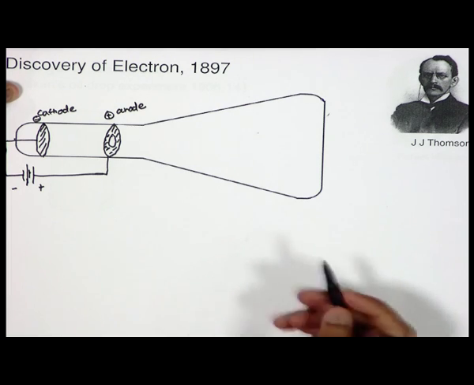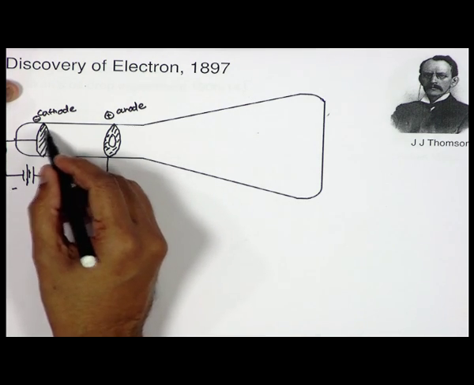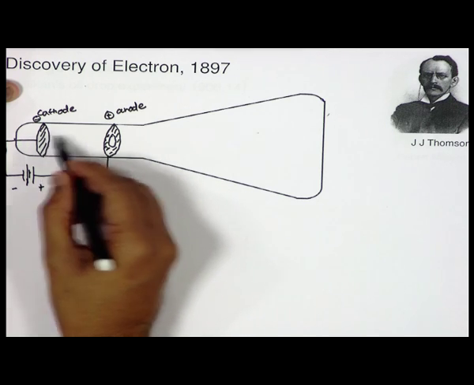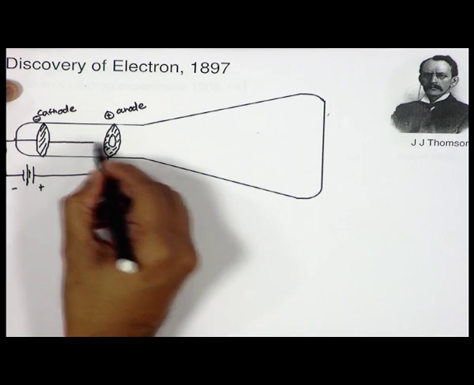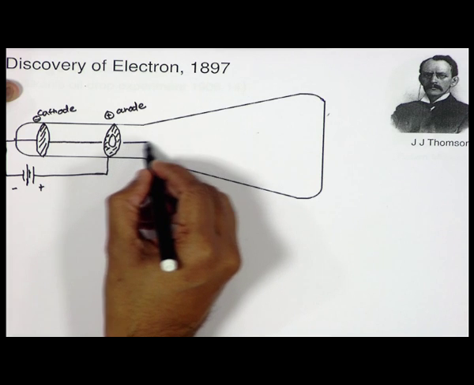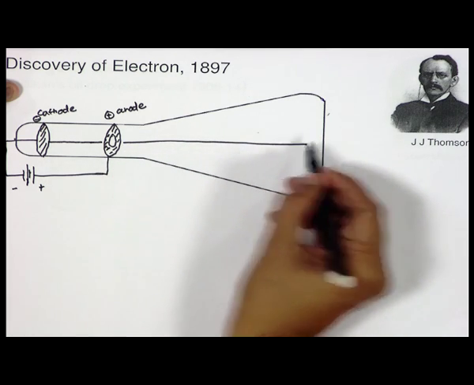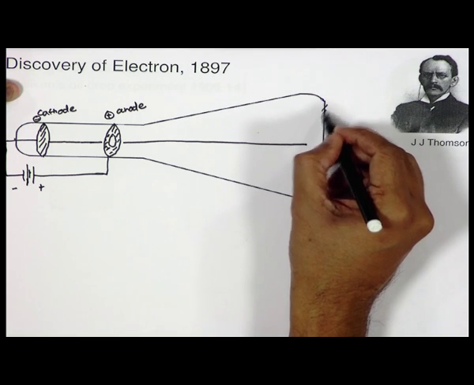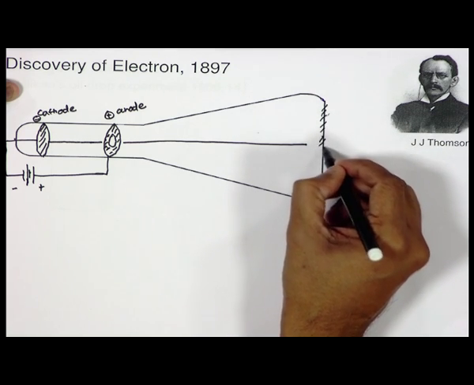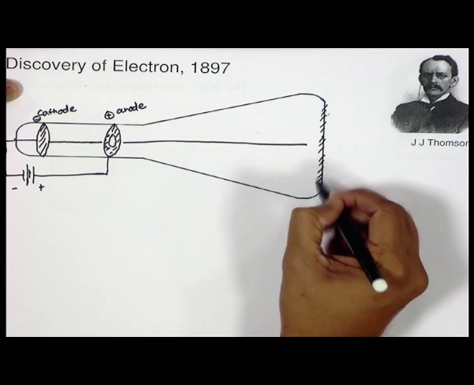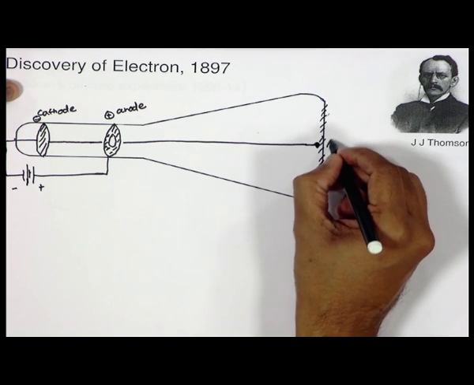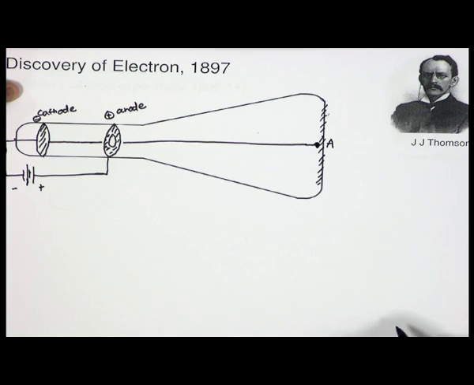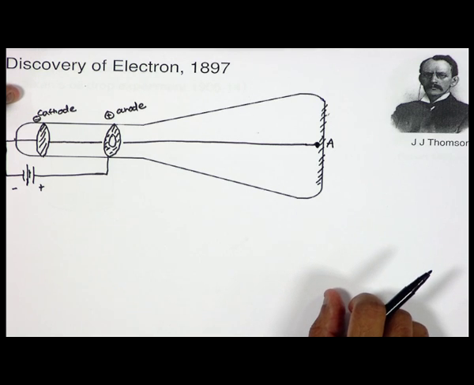When you do that, of course, we know that rays will start from the cathode and travel towards the anode. Because of the presence of this hole, the rays will come and hit this screen. This screen is again coated with phosphorescent material, so that when the rays hit the screen, we get a spark. Let us call this point A. All right, this is what we had obtained from a regular cathode ray discharge tube.